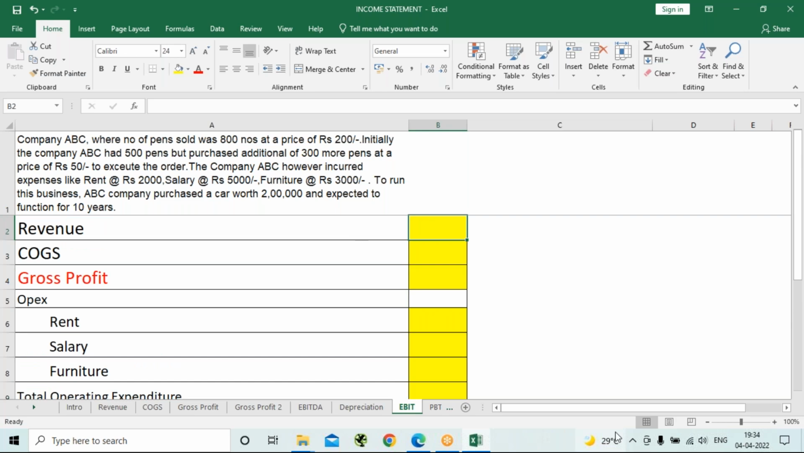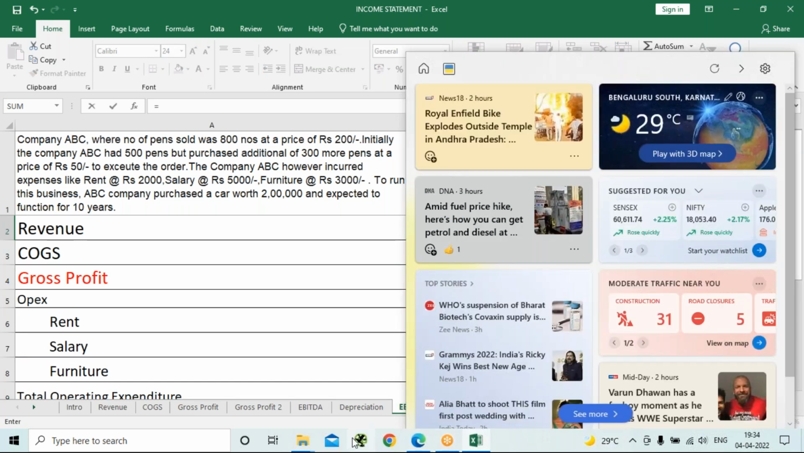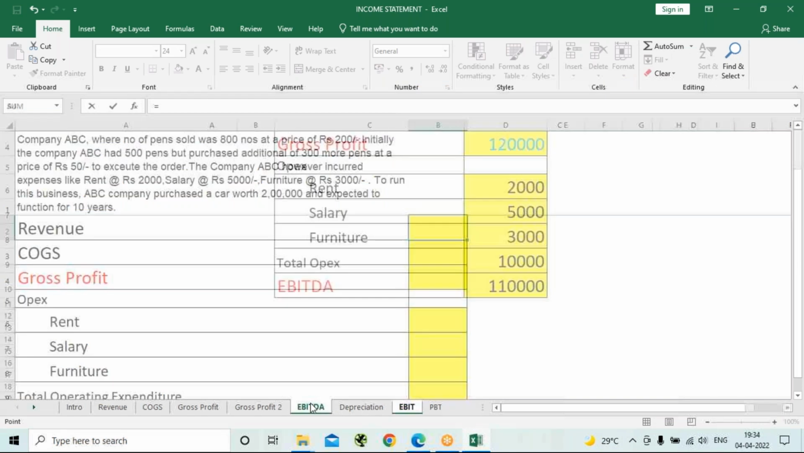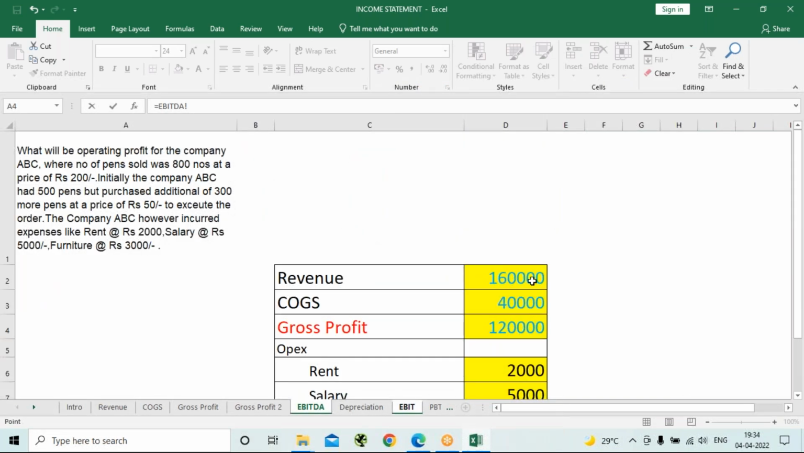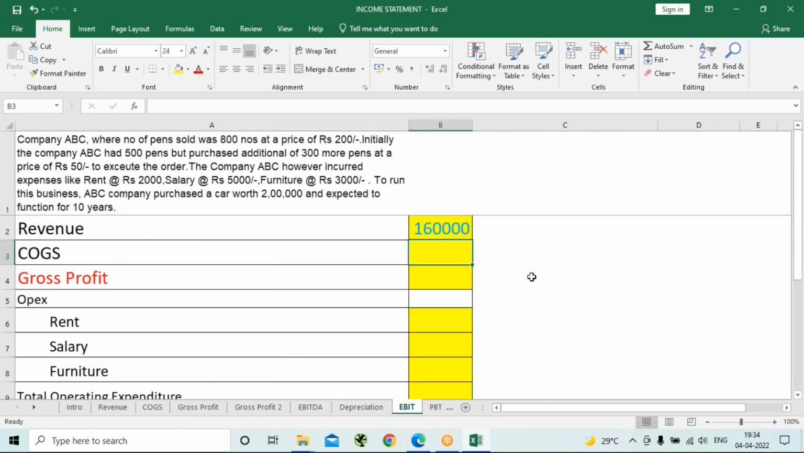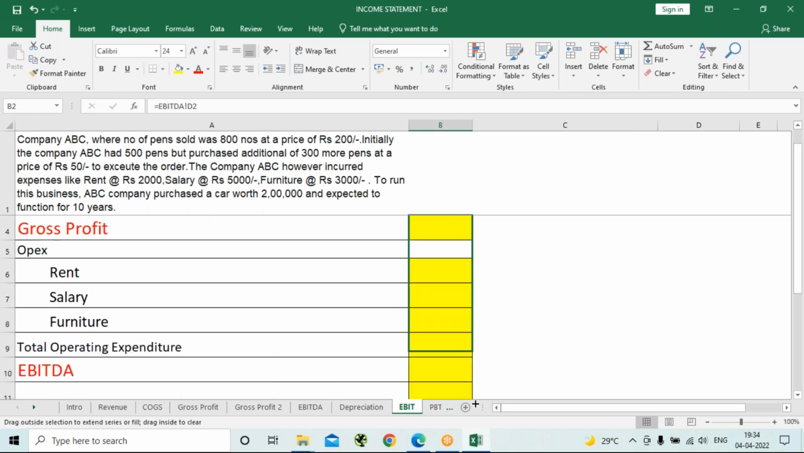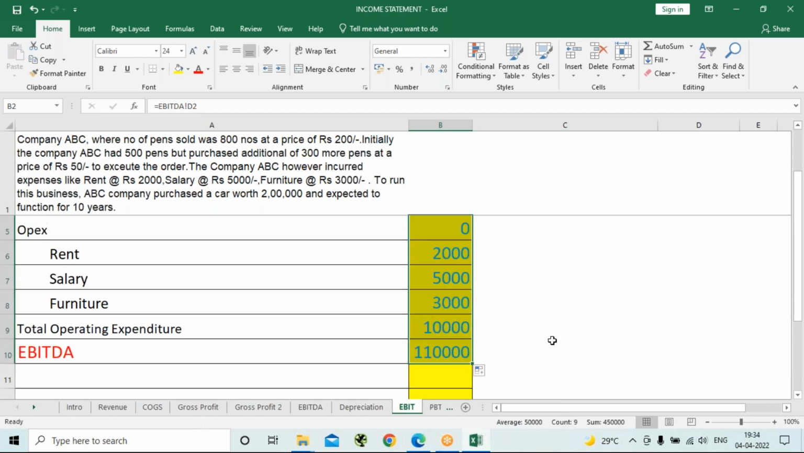Okay, so equals EBITDA, and I will drag it till the EBITDA value.